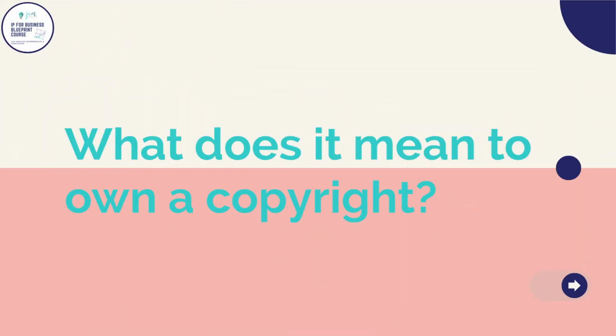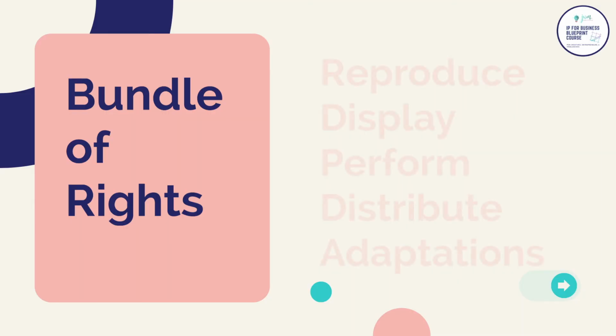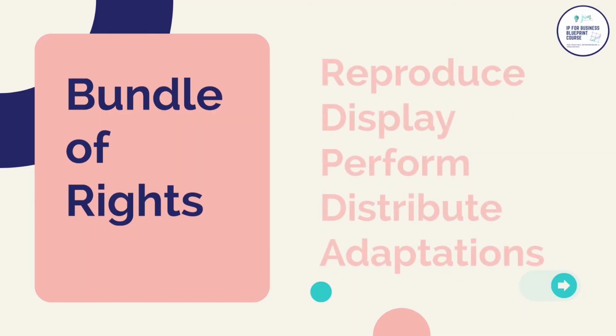What does it mean to own a copyright? There are several distinct ownership rights that go along with owning a copyright. As the owner, you have the exclusive right to reproduce the work, to display and perform the work, distribute the work, and prepare adaptations or derivative works. As the owner of the copyright, you can transfer one or more of these rights to a publisher or a distributor to get your creative work out to the public.